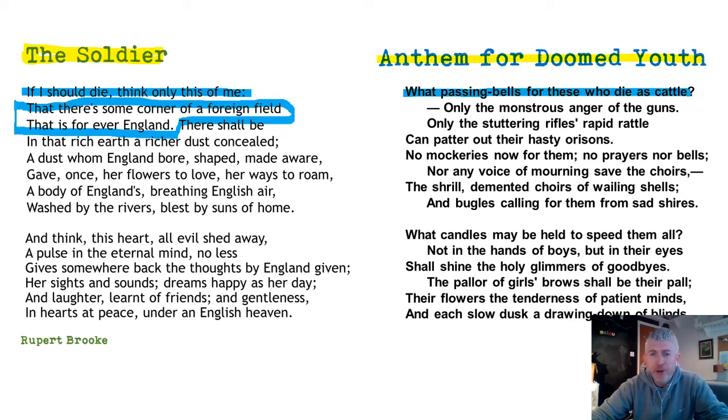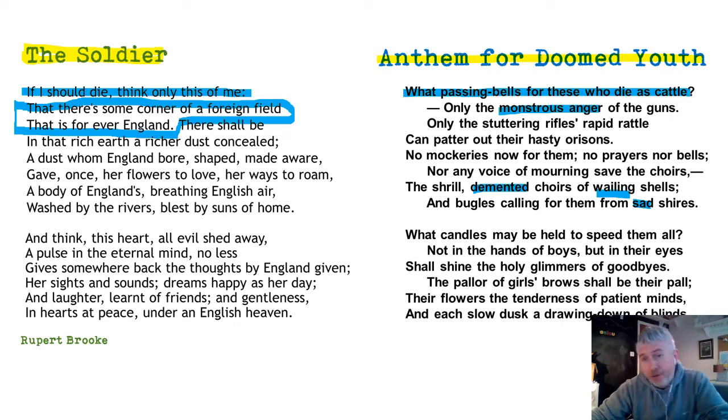We look at Anthem for Doomed Youth. What's the big idea in this poem? It is about death, but is it in the same kind of tone as The Soldier's idea about death? We've got words like "monstrous anger," the word "demented," the word "wailing" and the word "sad." So in terms of the ideas about death and soldiers dying in battle, I think it's clear to see that The Soldier has one idea and one attitude, and Anthem for Doomed Youth has a very different attitude to the idea of dying in battle.